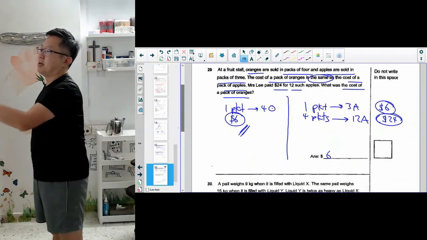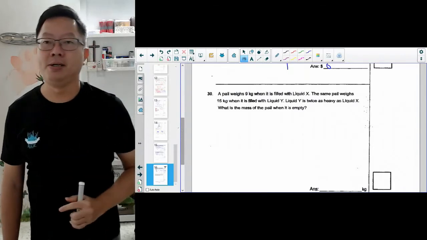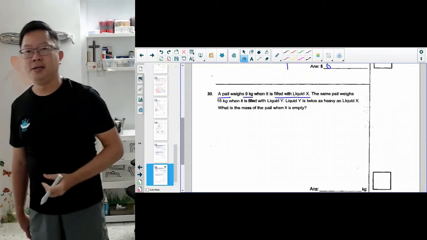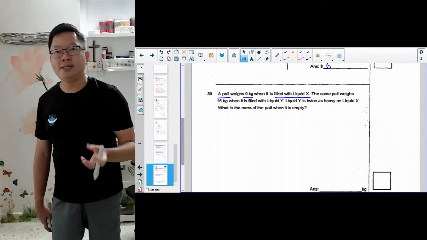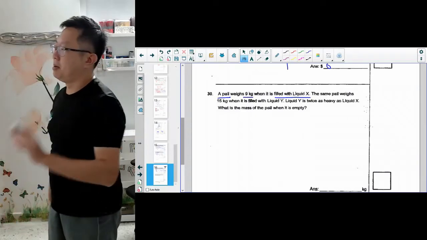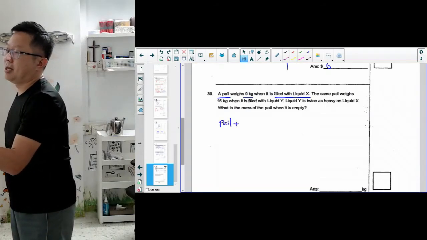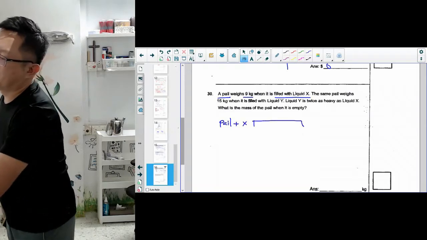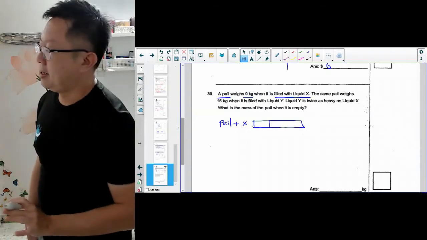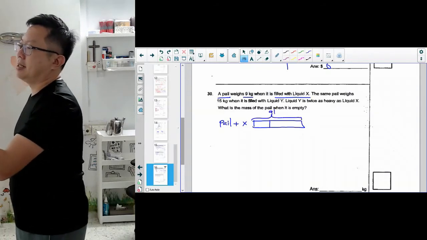Okay, let's go to the last question. Question 30, model drawing. Your container and contents model. So what does that mean? A pail weighs 9 kg when it's filled with liquid X. There's a container which is called a pail, and the contents is called a liquid X. So when you have container and contents in the problem, then you have the model which looks like this: container plus the liquid X, and you have a rectangle, and you cut it into 2 parts. The first part is the mass of the empty pail, and the second part is the mass of the liquid X. And both the pail and liquid X weigh 9 kg.